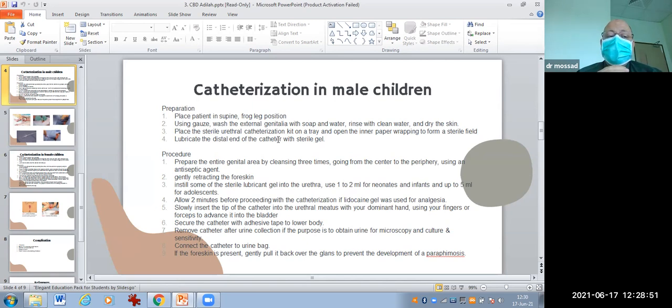Don't ignore the importance of sterilization, even if it will take some time from you and make it a bit difficult, because this is an Islamic rule. No way to cause harm for anyone. Sometimes you are not able to give benefit. You cannot, but don't cause harm.